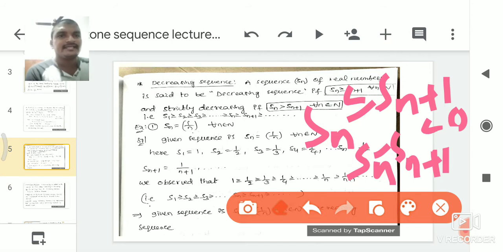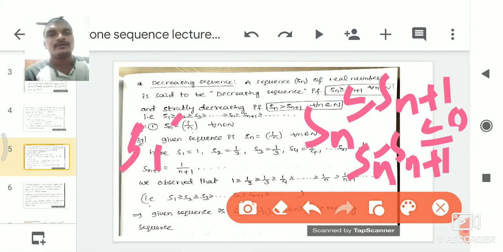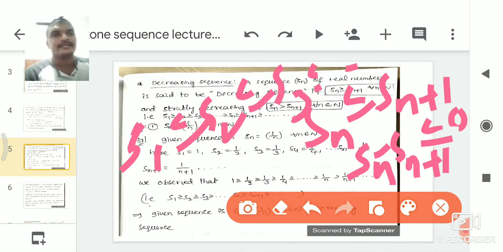One is Sn is less than or equal to Sn plus 1, and the second one is Sn minus Sn plus 1 is less than or equal to 0, or S1 is less than or equal to S2 is less than or equal to S3 is less than or equal to and so on.